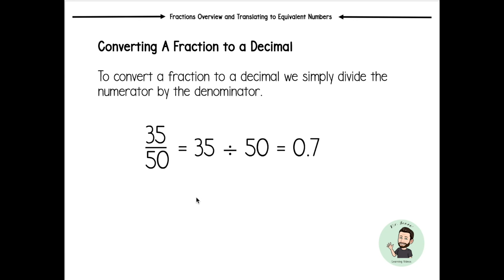Converting a fraction to a decimal. So to convert any fraction to a decimal, we simply divide the numerator by the denominator. So again, earlier we were talking about that division relationship with fractions, and this is exactly that. So 35 divided by 50 gives us 0.7. And you even see it in the language. 0.7, we call it 7/10, and it's the same thing as if I were to write 7 over 10 in fractional form.